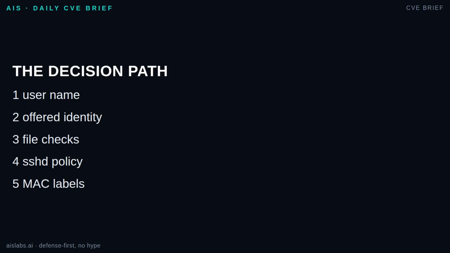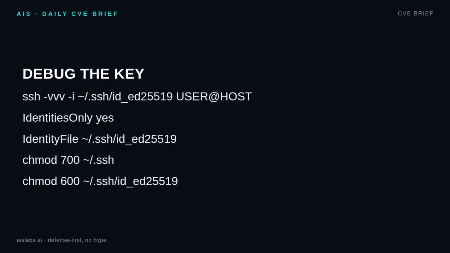Third, permissions and ownership. The client private key should be 600, and the client .ssh directory 700. On the server, the user's home, .ssh, and authorized_keys must pass StrictModes checks. Fourth, sshd config may block root, password fallback, or public key off. Fifth, SELinux can deny a perfectly named file with the wrong context. Here is the client-side pass.